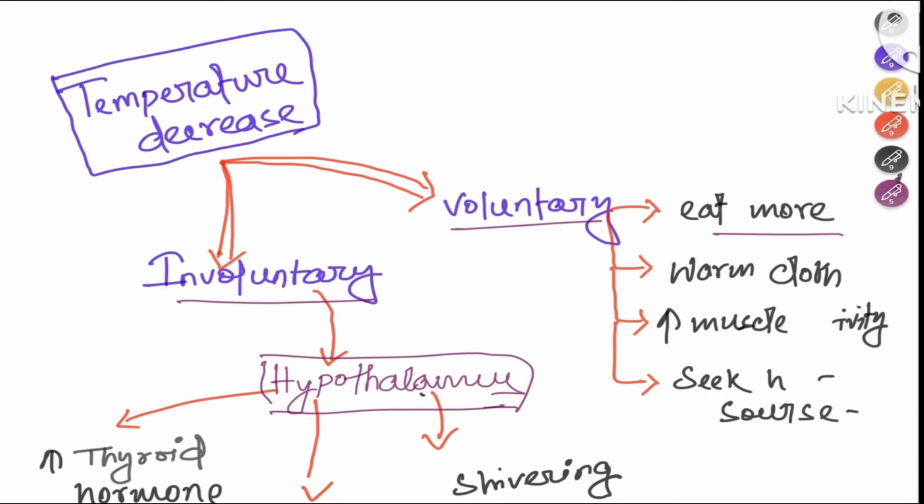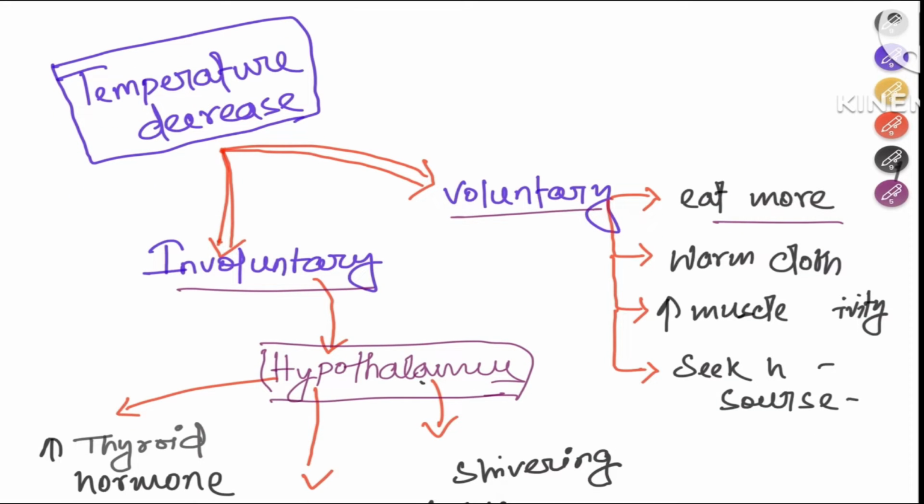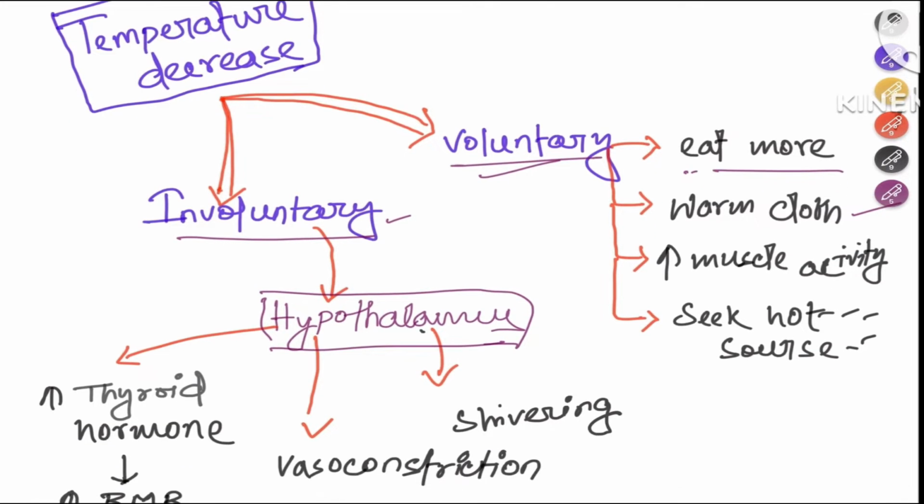Next, whenever temperature is decreasing, in the same way two types of function will work. One is voluntary, another one is involuntary. Voluntary, we have to eat more. Whenever we eat more, calories will burn more, so automatically BMR will increase, so temperature will increase. We will wear warm clothes. Muscle activity will be more. Activity will be more, and we will seek a hot source. We will sit in a hot area, a hot place where temperature is more.